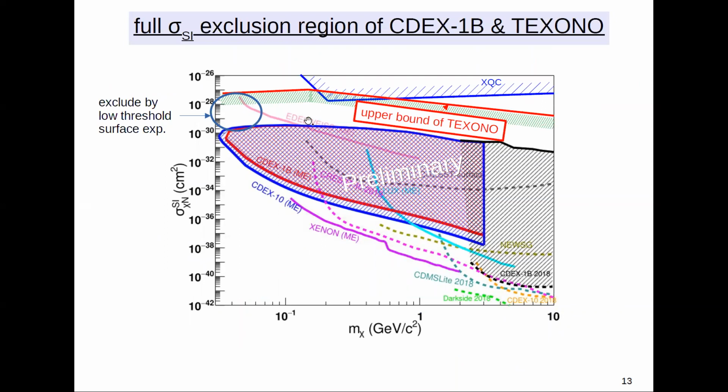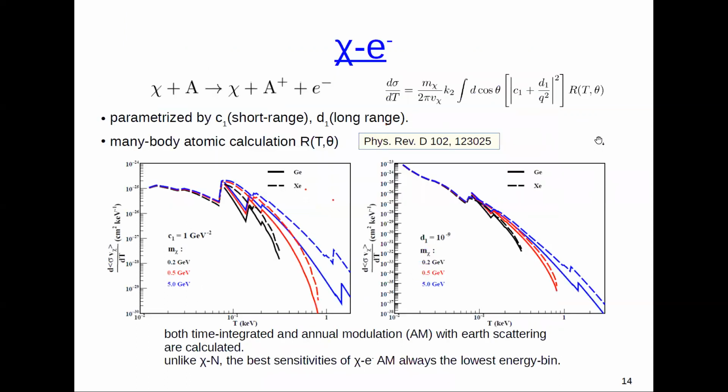This enclosing region is from CDEX, and this part is from the Migdal effect. This part is from the normal chi-N scattering. What is worth mentioning is that due to the surface location of the TAUP experiment, it is able to probe this higher cross-section region, especially this region which is not yet probed by other experiments.